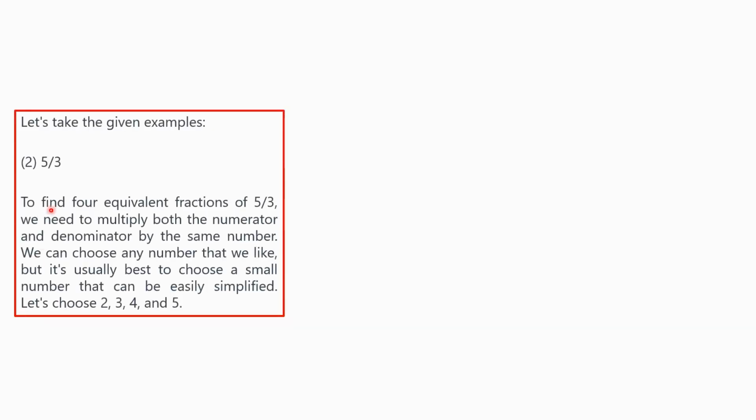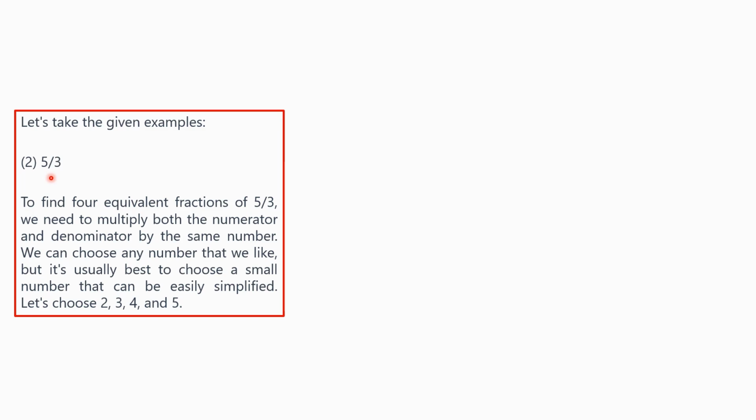To find equivalent fractions of 5 by 3, we need to multiply both the numerator and denominator by the same non-zero integer. This does not change the value of the fraction, but it gives us a different way of writing it.